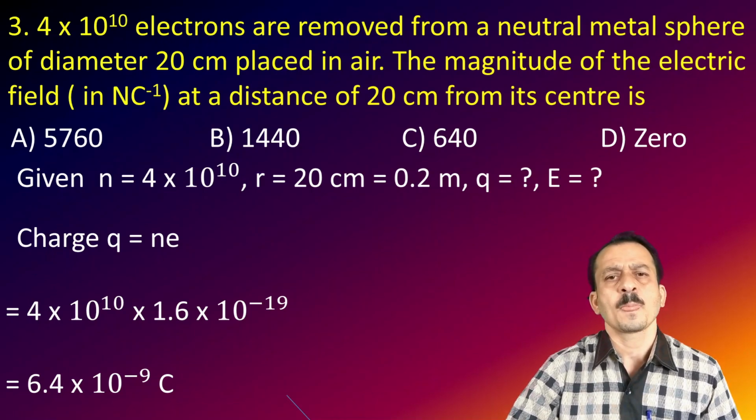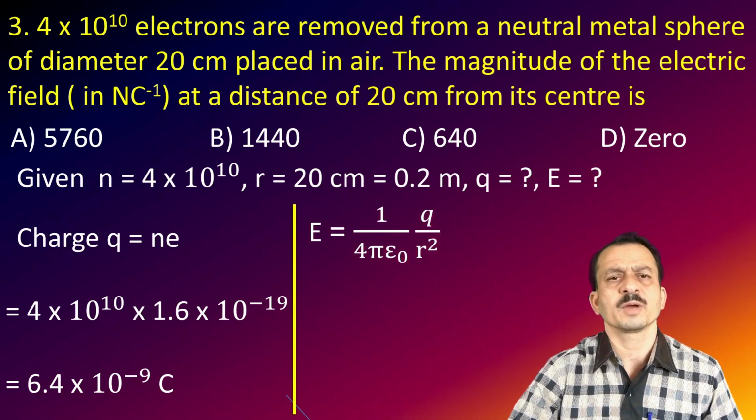Therefore, we have to calculate the electric field because of this charge. The electric field is given by the formula E is equal to 1 divided by 4 pi epsilon naught into Q by r square.